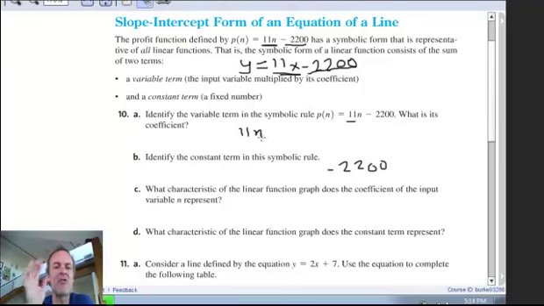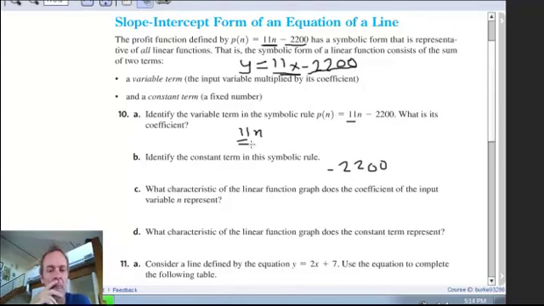Now, what characteristic of the linear function graph does the coefficient of the input variable represent? So what does that 11 mean? Well, 11, remember, is the amount of money you're taking in per student. They all give $11 each. 2 students, $22, 3 students, $33. That gets bigger every time n increases.